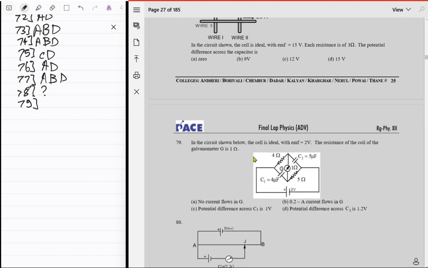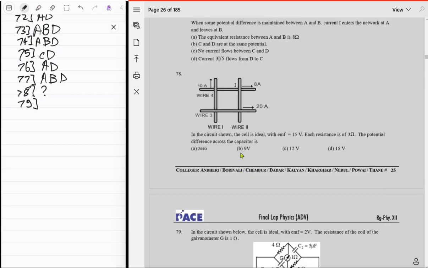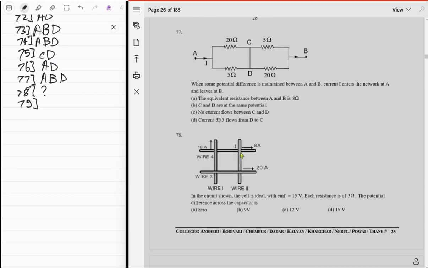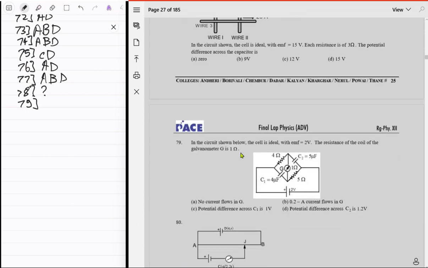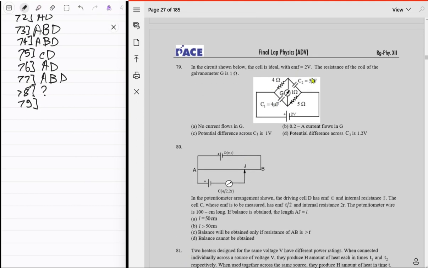In the circuit shown, the cell is ideal with EMF equal to 2 volts. Okay, ये मैच हो रहा है. Resistance of the coil of the galvanometer 78, right? So 77, 78. Yeah, that's the thing. Okay, whatever. Cell is ideal, EMF equal to 2 volts. Okay, resistance of the coil of galvanometer is 1 ohms. What do you want?